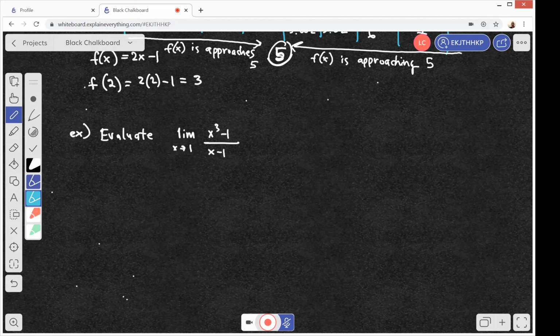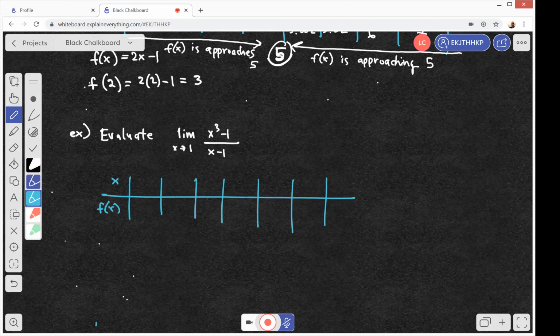So we're approaching 1. So here's x. Here's f of x. Draw a line. Okay. So we're gonna plug in the number 1. Let's place 1 in here. x approaches 1. So here's 1. We're trying to figure out what's the y value. What are we approaching? There's a little box. What are we approaching? So here we go.